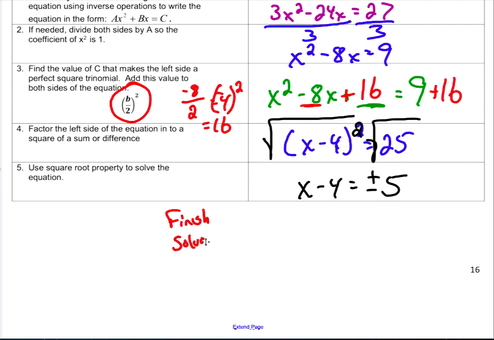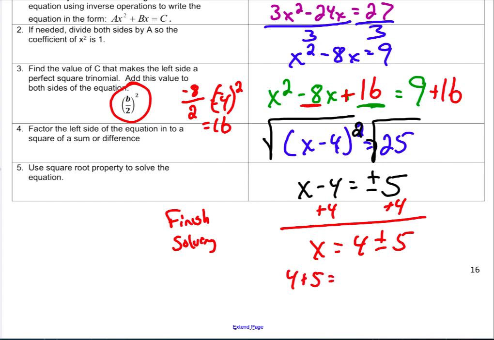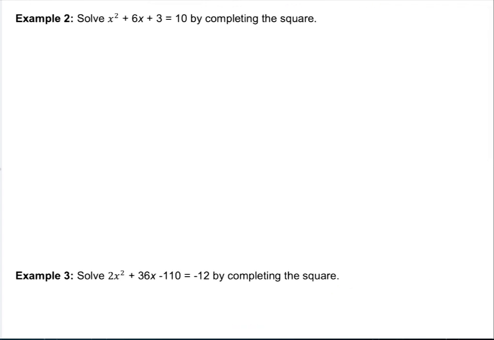And then finish solving. So I'm going to add 4 to both sides, and I get x is equal to 4 plus or minus 5. So I just do both of them. 4 plus 5 is equal to 9. 4 minus 5 is equal to negative 1. So I have solutions or roots of 9 and negative 1. Okay? All right. So let's watch that in action again.